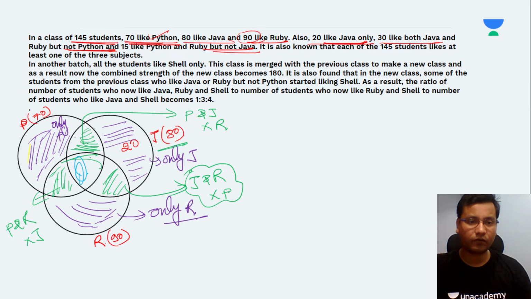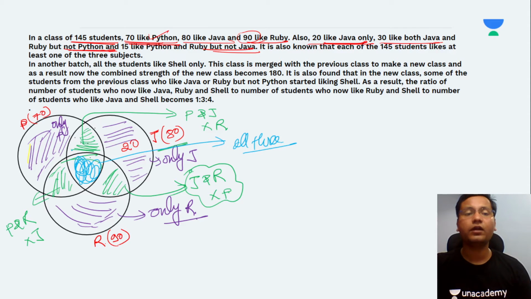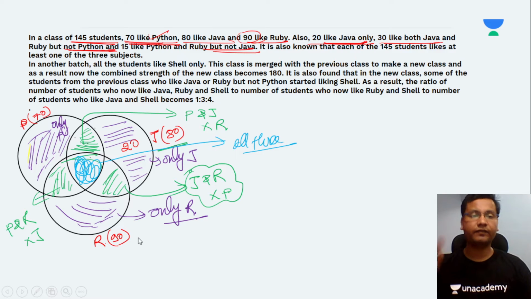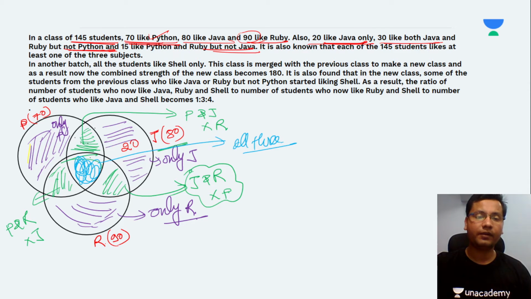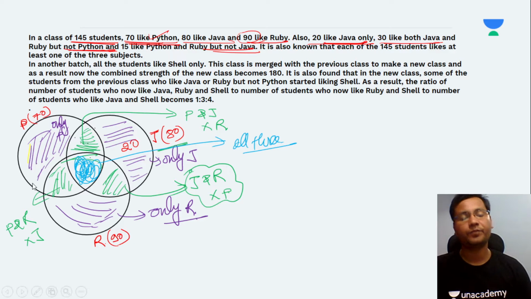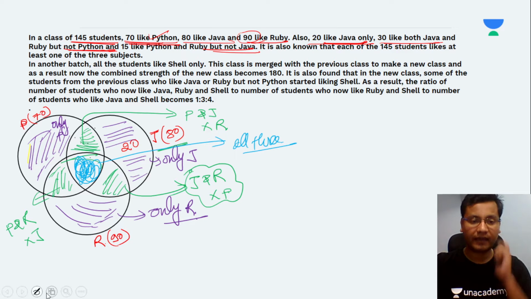Look at this, the overlap of all the three circles. That is all three. What does all three mean? Python, Java and Ruby, all three of them inside this. If there is any student who likes Python, Java and Ruby, all three, then he will be placed in this area. Okay, now I think that is also clear to everyone.